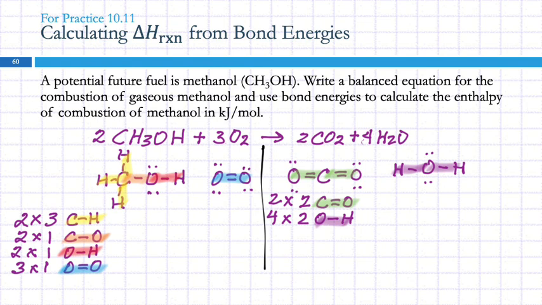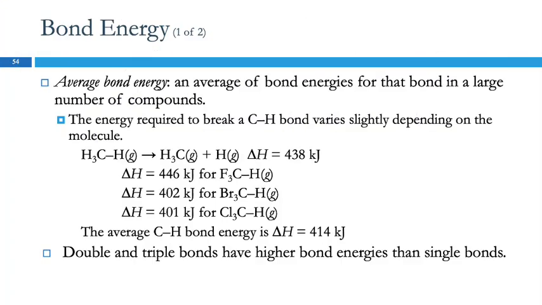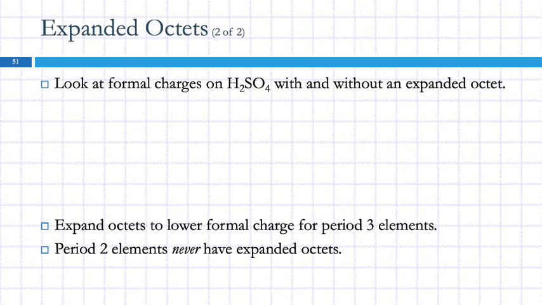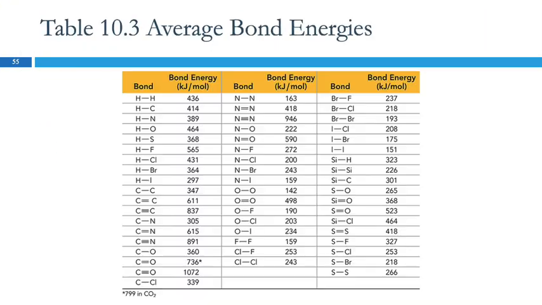Oh, why was C double bond? Oh, that one's 799. Wasn't it 736? Good question. Oops, I'm really lost. So carbon double bond oxygen is 736, but there's an asterisk. It's 799 in CO2, and the bonds we're looking at are in CO2.